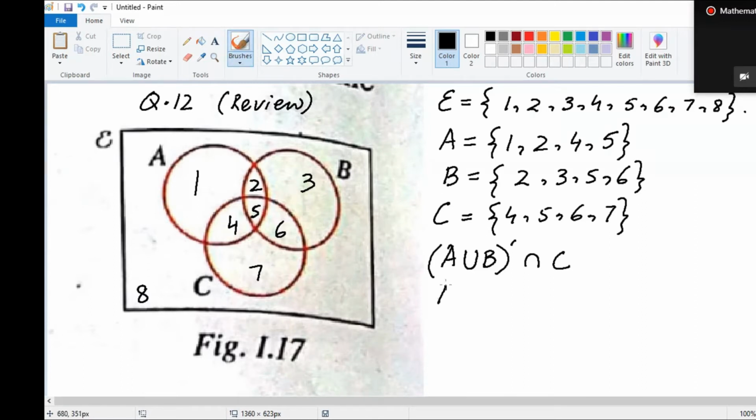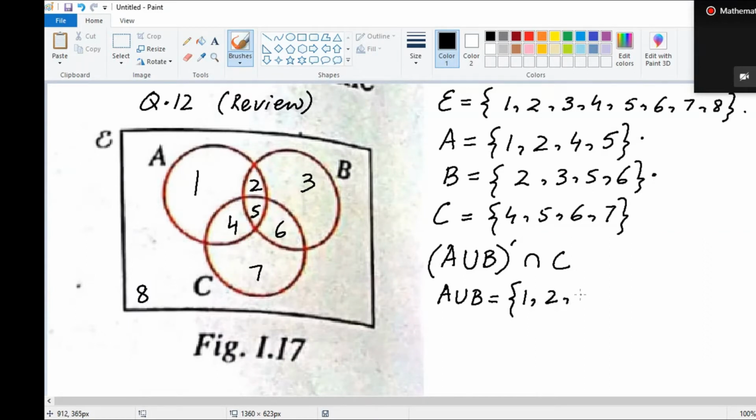Now look at it over here. I'm going to find out A union B first. So what is the meaning of A union B? I am going to unite the set of A and B. And when I do it, union, so what will it become?